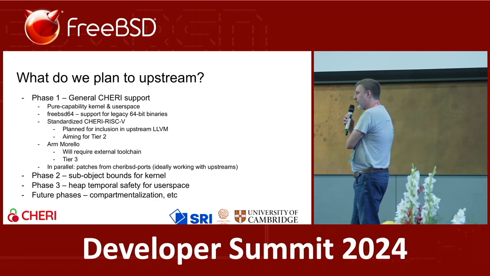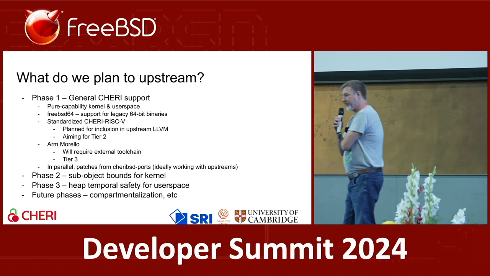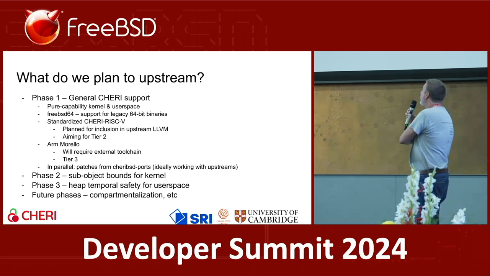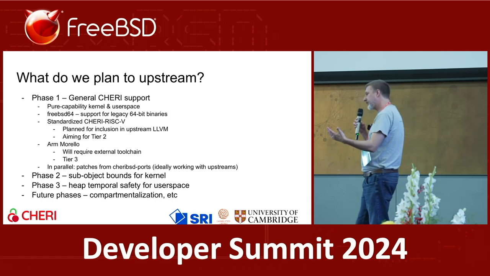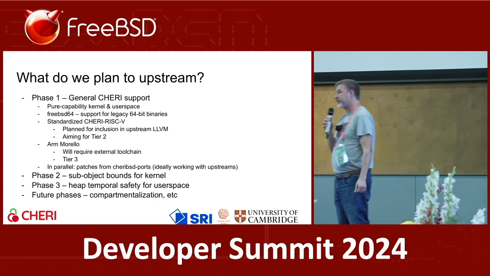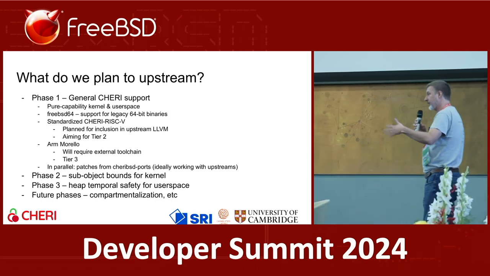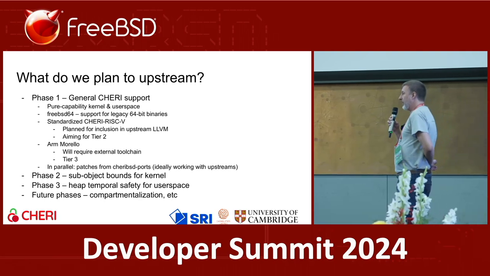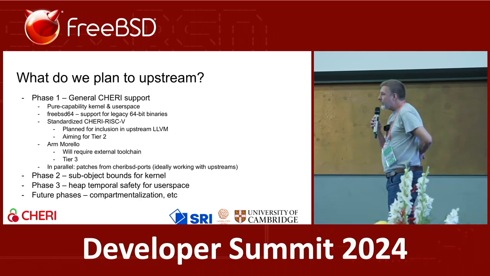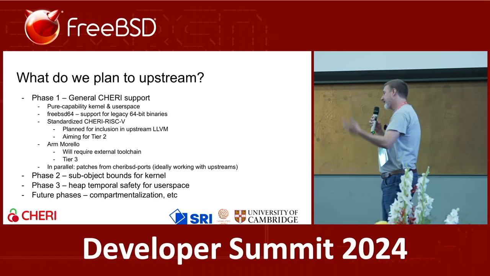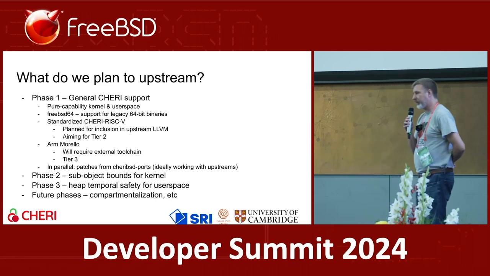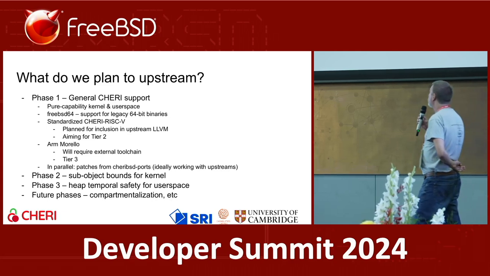One of the things that goes along with that, of course, if you haven't already asked yourself, is toolchains. We anticipate that support for standardized CHERI RISC-V is going to make it into upstream LLVM, along with the general support for CHERI as a notion that's needed in LLVM. We don't know exactly the timeline, in terms of whether it will land in time for FreeBSD 16 or not, but eventually we will be able to use an upstream toolchain to support CHERI RISC-V.